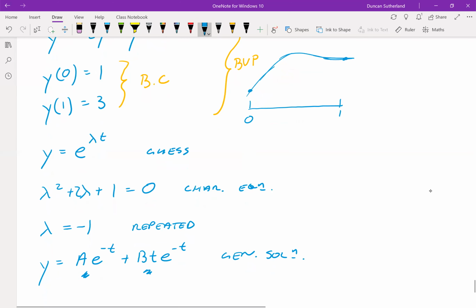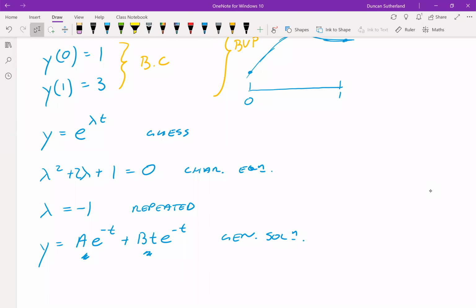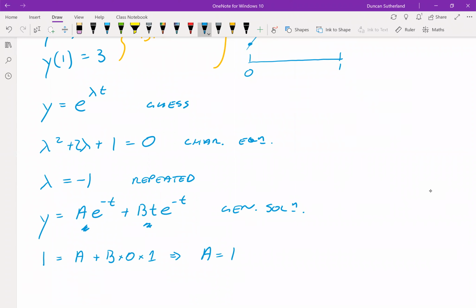So for our first boundary condition, we simply substitute in y equals 1 when t equals 0. That gives us 1 equals e to the 0, which is 1, plus b times 0 times 1, well, that's just 0. So immediately we find that a is equal to 1. So that's good news. We've gotten a bit of an advancement. So we now have that y equals e to the minus t plus b t e to the minus t.